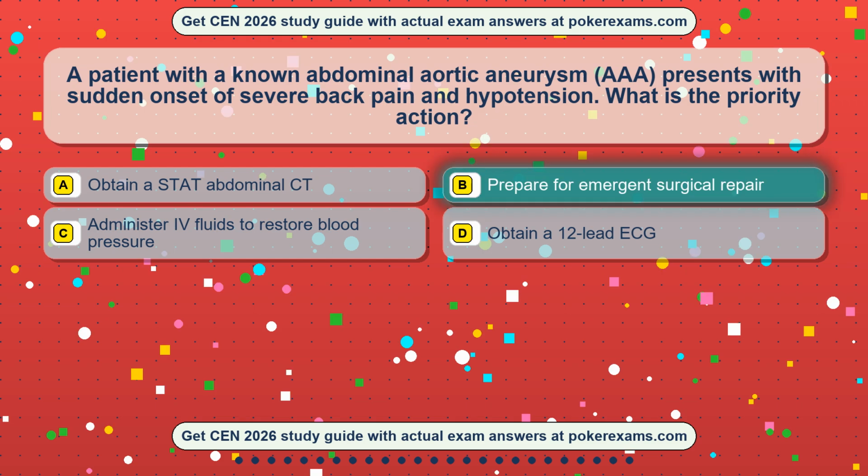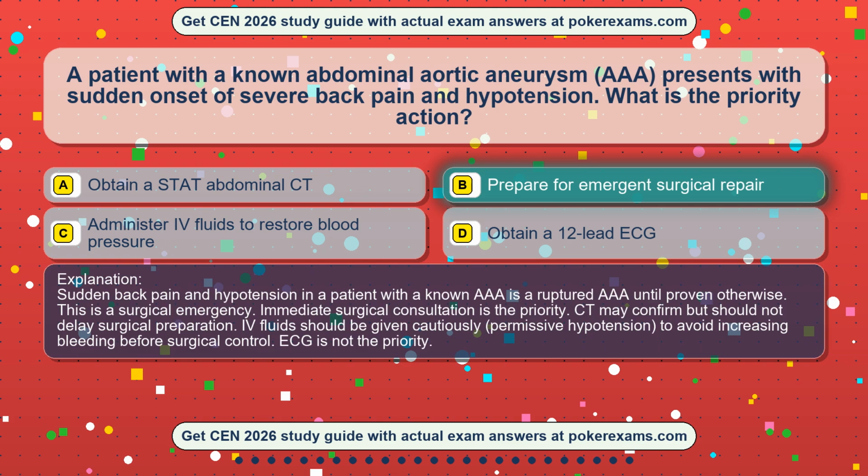The correct answer is option B, prepare for emergent surgical repair. Sudden back pain and hypotension in a patient with a known AAA is a ruptured AAA until proven otherwise. This is a surgical emergency. Immediate surgical consultation is the priority. CT may confirm but should not delay surgical preparation. IV fluids should be given cautiously, permissive hypotension, to avoid increasing bleeding before surgical control. ECG is not the priority.